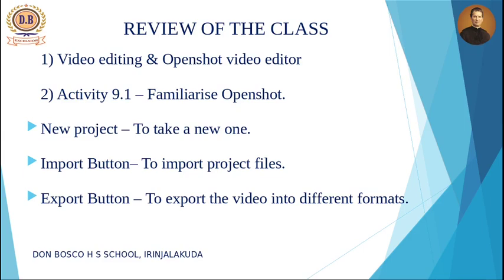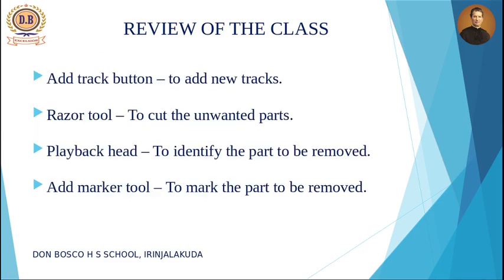So the first tool is the new project option for taking a new project. The next button is the import button for importing project files. The export button is used to export the video into different file formats like MP4, FLV, etc. The next tool is the add track button in order to add new tracks. Then the next tool is the eraser tool in order to cut the unwanted parts. The playback head is used to identify the part to be removed. One red color line with a blue head is known as the playback head. The last tool is the add marker tool in order to mark the part to be removed. So these are the important tools which we are using in OpenShot video editor.